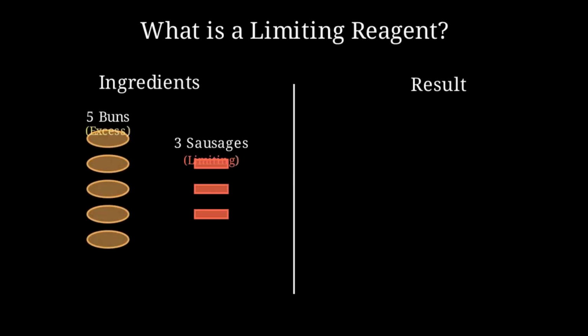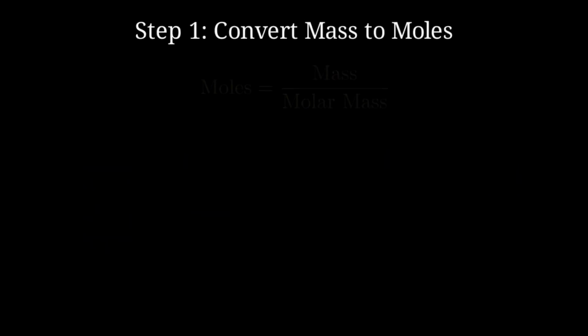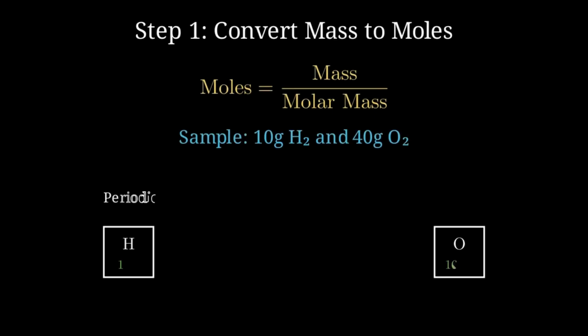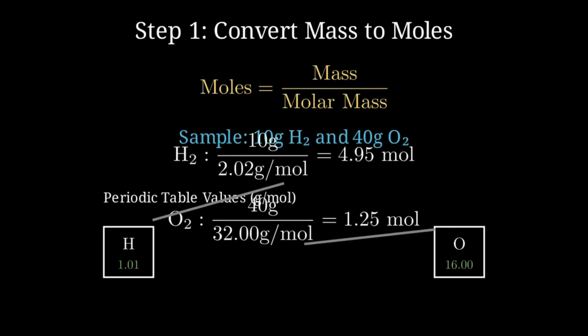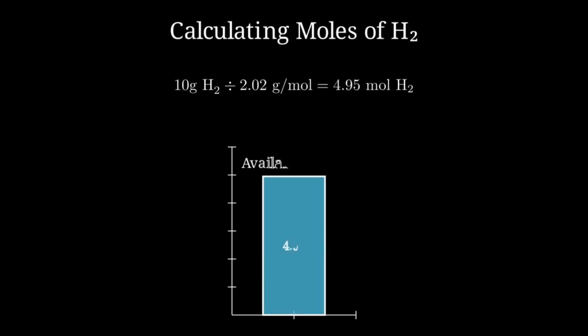Just like making hot dogs, the ingredient you have the least of, relative to the recipe, determines how much product you can make. To find the limiting reagent, we first convert the mass of our reactants into moles. We divide the given mass by the molar mass found on the periodic table to get a standardized unit for comparison. Starting with 10 grams of hydrogen, we divide by its diatomic molar mass of 2.02 grams. This gives us approximately 4.95 moles of hydrogen available for the reaction.